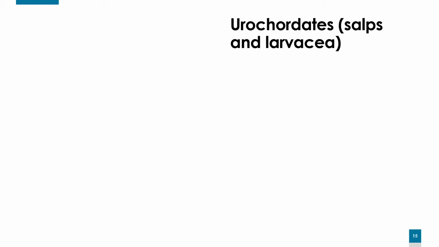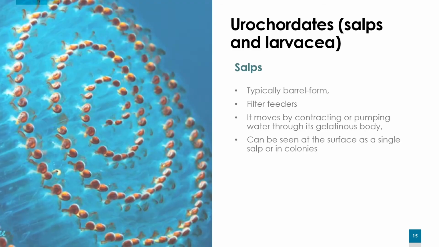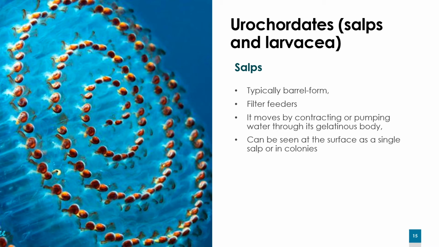All right, so up next we have urochordates, which will include salps and larvaceans. So salps are typically barrel-like in form, and they are feeders, and they move by contracting or pumping water through their body in order to propel them through the water. They can be seen typically at the surface as a single salp, or you can see them in these massive colonies. The most abundant concentrations of salps are typically found within the Southern Ocean near Antarctica, and we've seen a lot of these salps in our samples within the last couple of years.